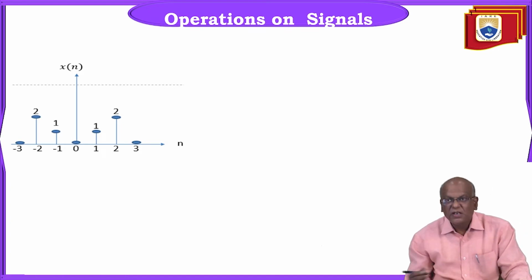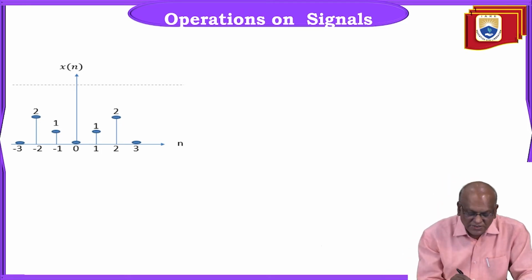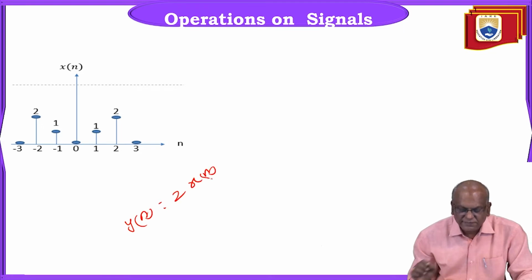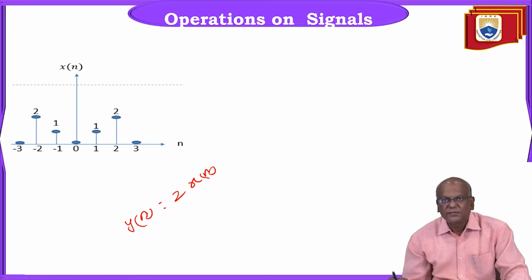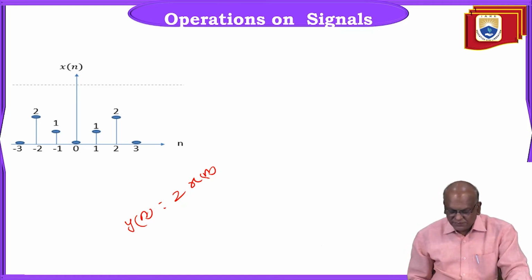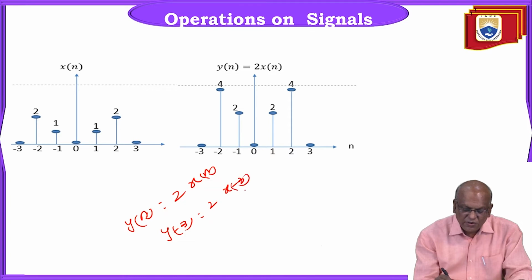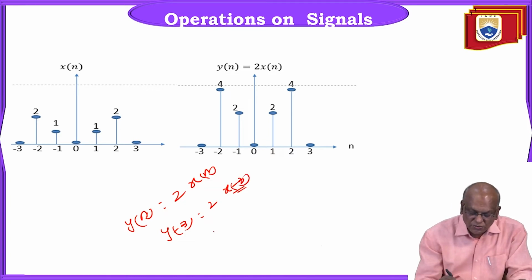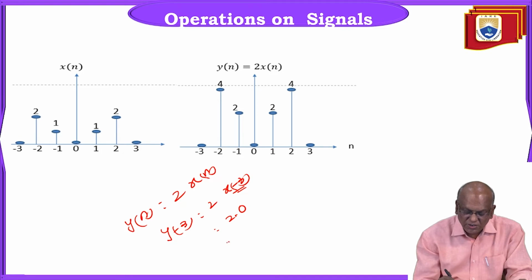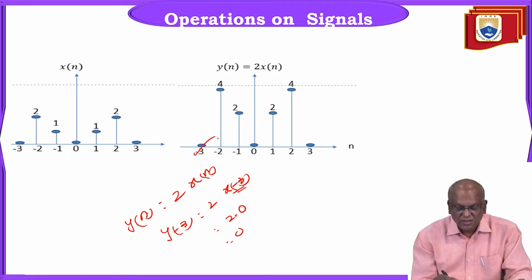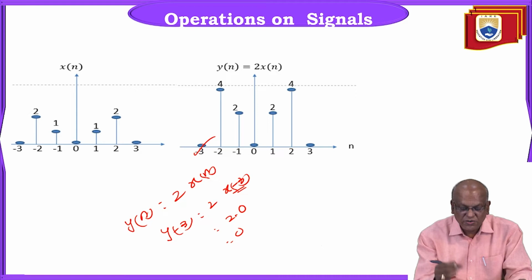Now we can attenuate it. First we discuss the amplified version of x of n. I am considering y of n equal to 2 times of x of n. Let us discuss about these things. You see that y of minus 3 equal to 2 times of x of minus 3, and you know that x of minus 3 value equal to 0. That's why 2 into 0, we get 0. That's why y of minus 3 equal to 0.